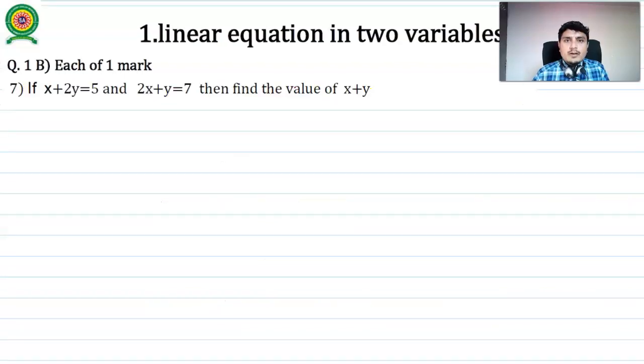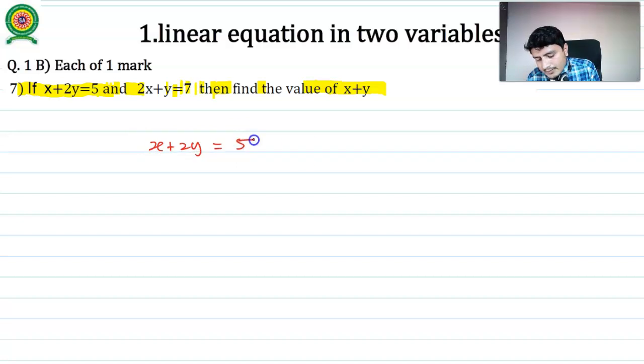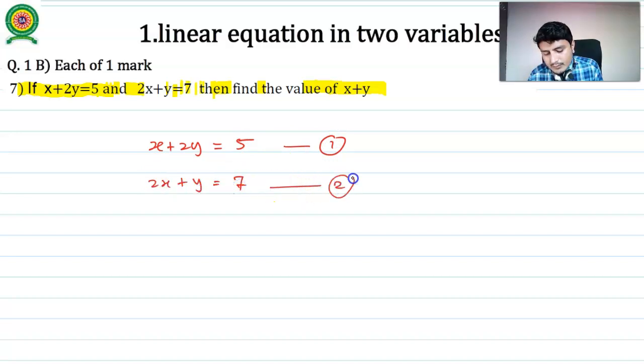Question number 7: if x plus 2y equals 5 and 2x plus y equals 7, then find the value of x plus y. Here we have simultaneous linear equations in two variables. The first equation is x plus 2y equals 5, call it equation number 1, and the second equation is 2x plus y equals 7, call it equation number 2.